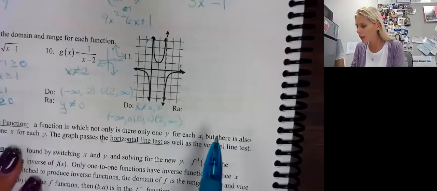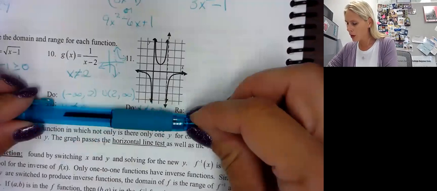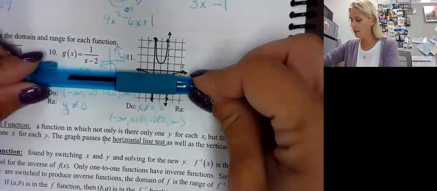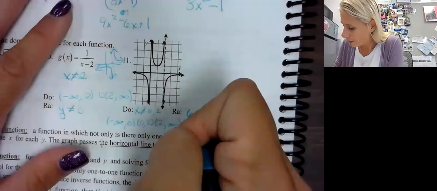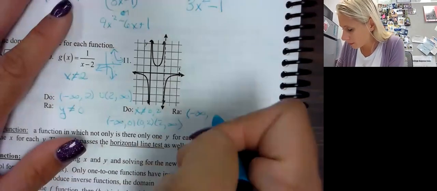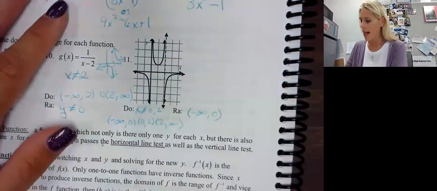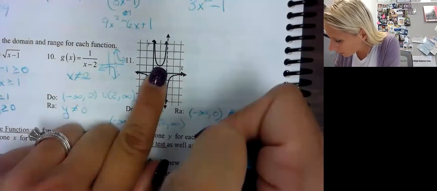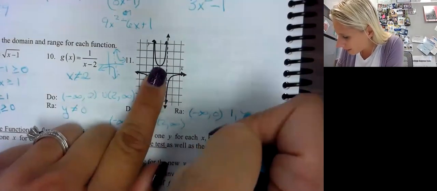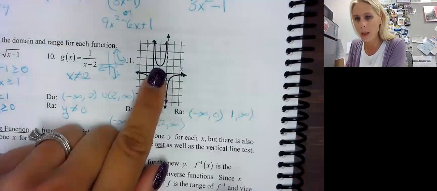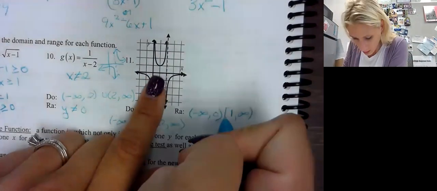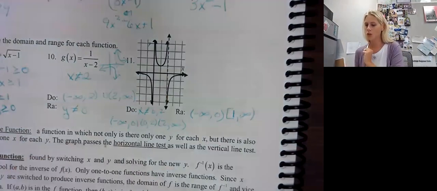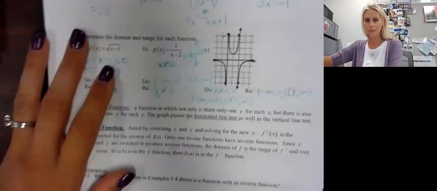And then when we look at the range, we see that it goes from negative infinity to 0, right? Negative infinity to 0, but it doesn't reach 0, so it's a parenthesis. And then it starts right back up at 1 to infinity. Now at 1, it equals 1, so it's going to be a bracket. Okay. All right, 1 to 1.